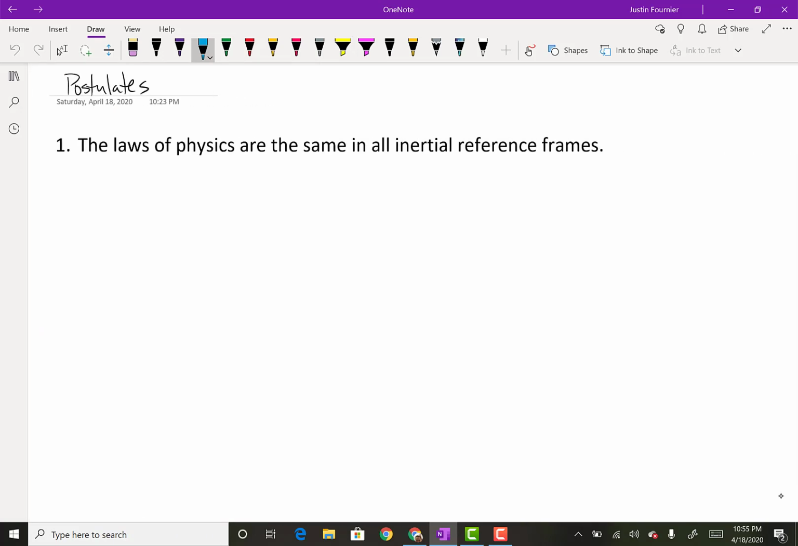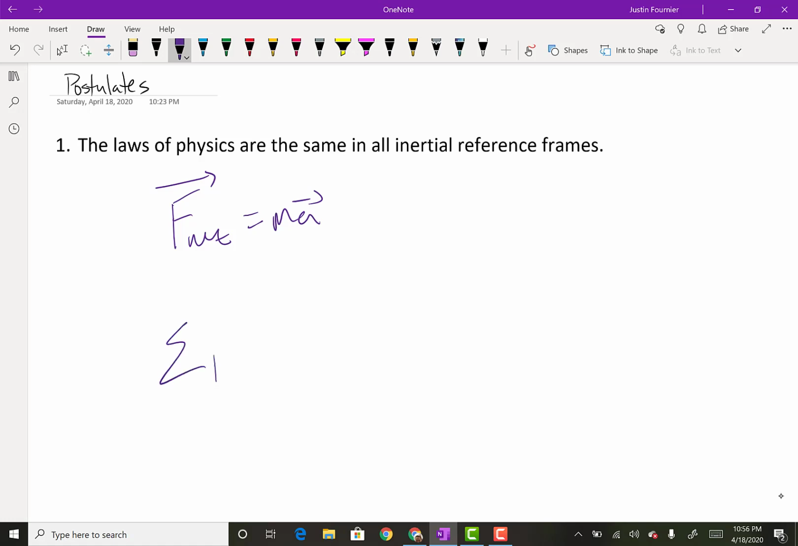The first postulate is that the laws of physics are the same in all inertial reference frames. No matter where you are in the universe, and no matter what perspective you are coming from, if you are in an inertial reference frame, which is similar to what Newton did, the laws of physics are the same. What's a law of physics? Here's a law of physics: F net equals ma. Any physicist would agree with that.